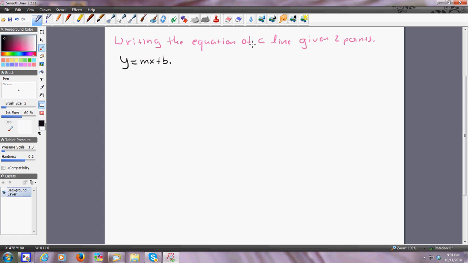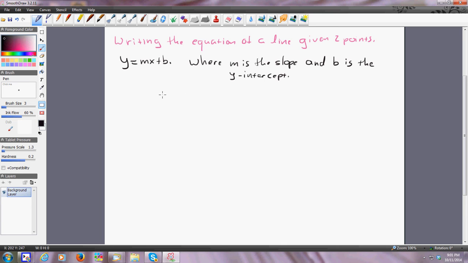So we're going to be writing the equation of a line given 2 points, and I'm working under a couple of assumptions. My first assumption is that you know that the equation of a line is y equals mx plus b, where m is the slope of the line and b is the y-intercept. And I'm also assuming you know that the y-intercept is where the line will cross the y-axis, sorry, not the x-axis.